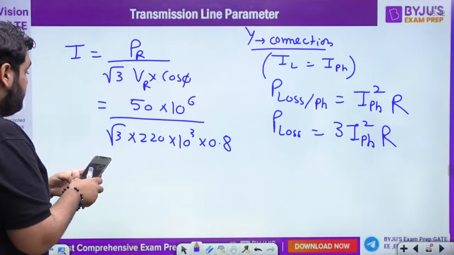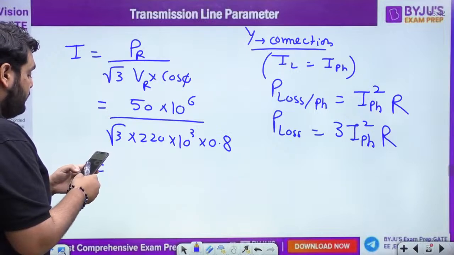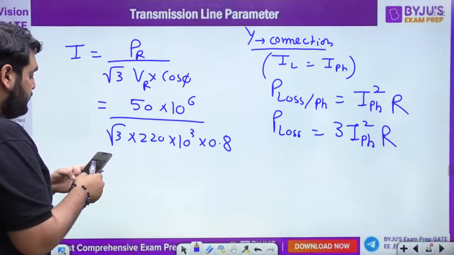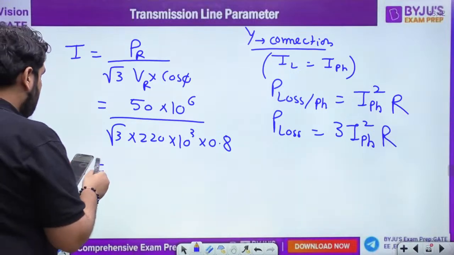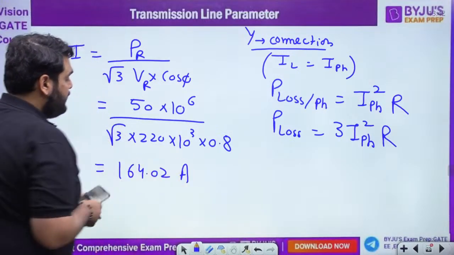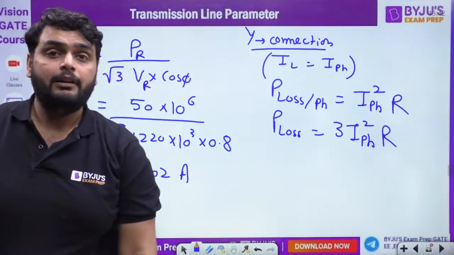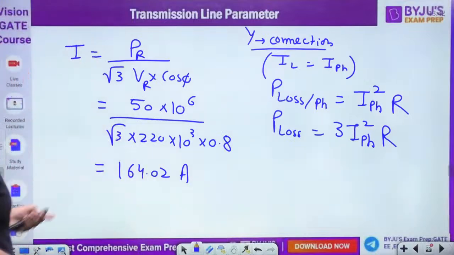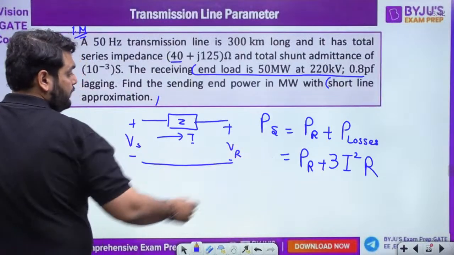Root 3 multiply by 220 multiply by 0.8. Okay, 50 divide by answer multiply by 1000. So it comes out to be 164.02 ampere. Okay, 164.02 ampere. Now we can put all the values in this particular formula.